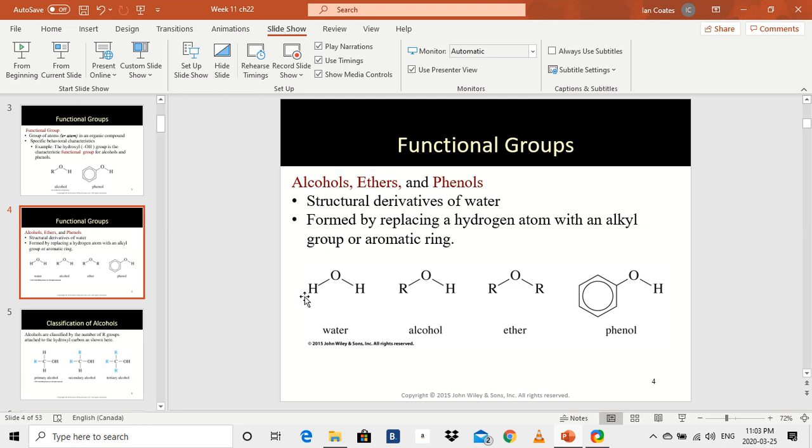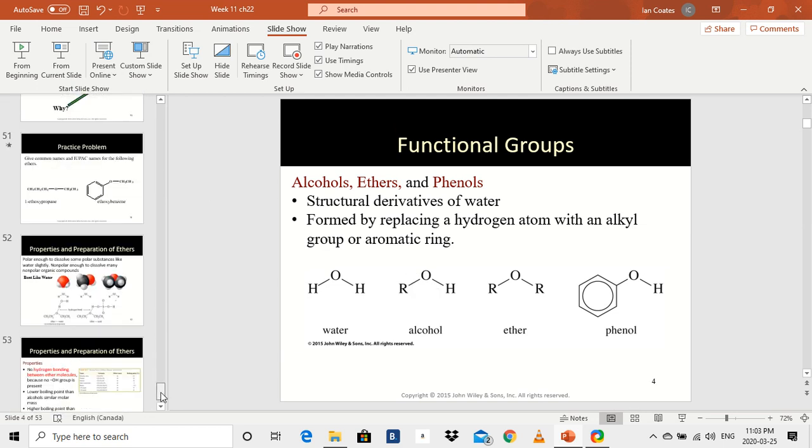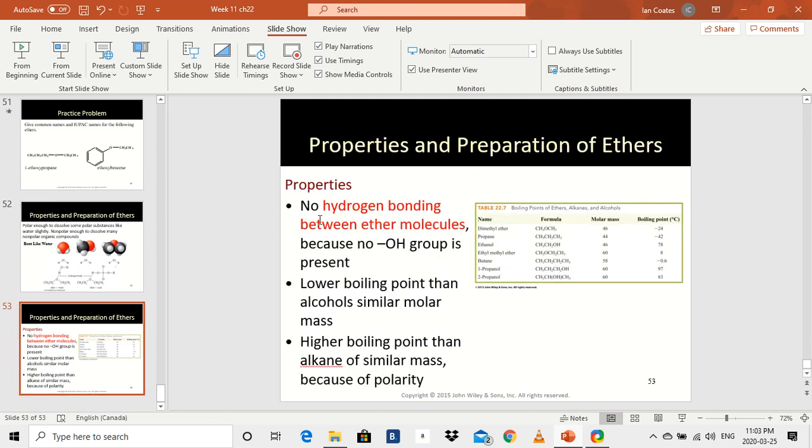Here you get hydrogen bonding, but slipping back now to 53, there's really no hydrogen bonding between ether molecules. You only get hydrogen bonding when you have an OH group. They have lower boiling points than alcohols with a similar molar mass. I'm sorry if you can't see that. Pause the video and blow it up a little bit, but you'll see that the boiling points are considerably lower. They have a higher boiling point than alkanes of similar mass because of their polarity. They're still polar, just not as much.